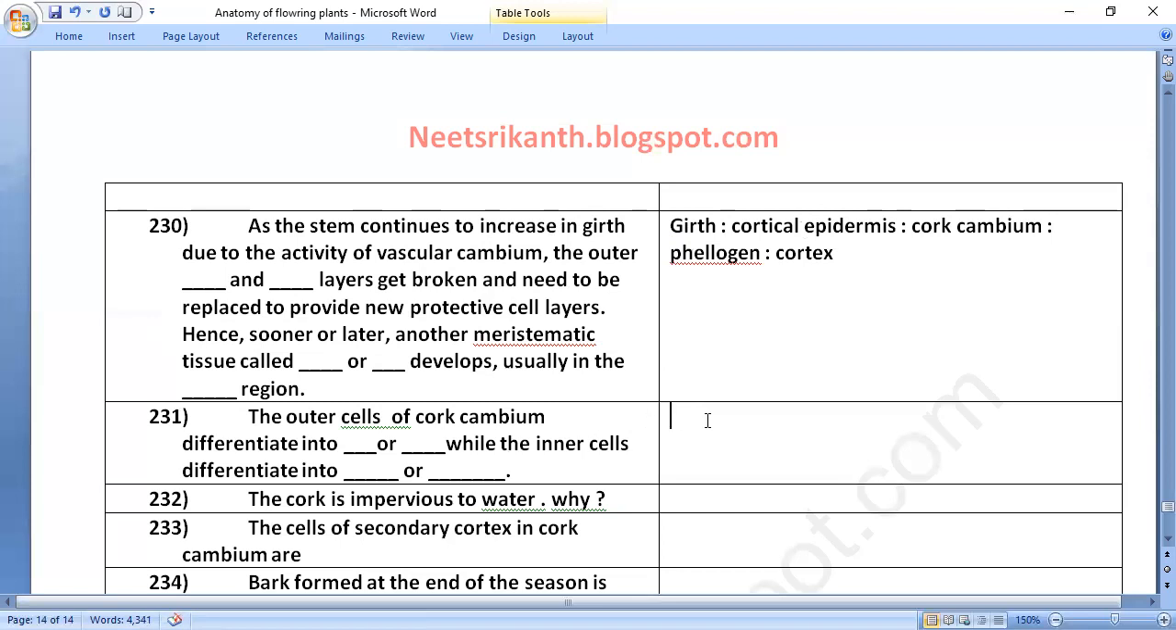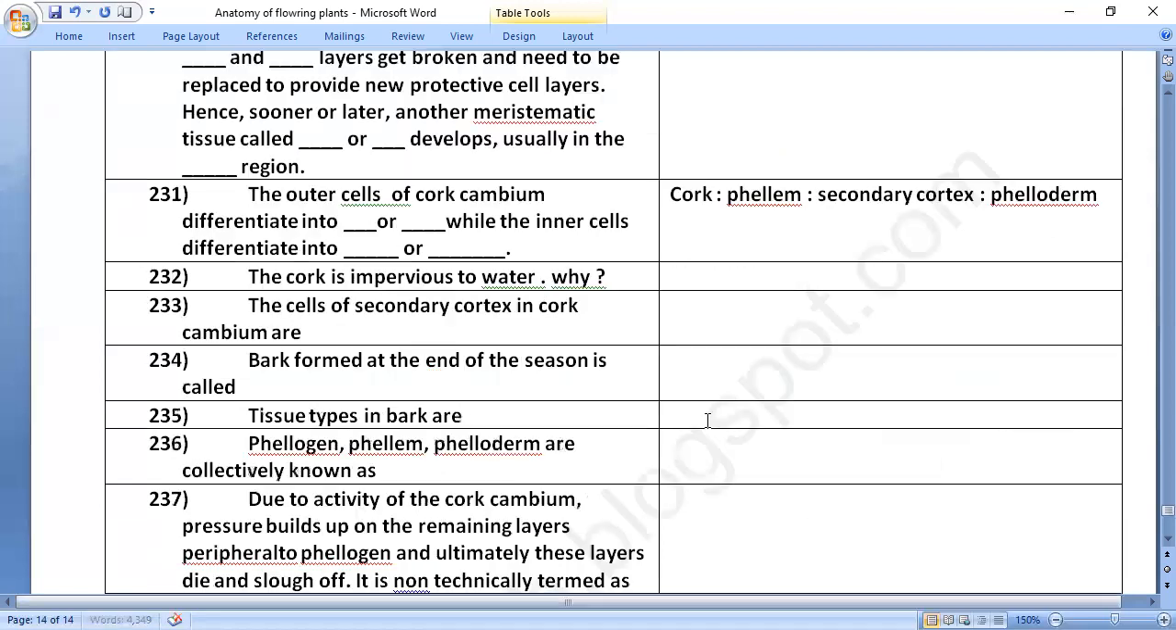The outer cells of the cork cambium differentiate into cork or phellem, while the inner cells differentiate into secondary cortex or phelloderm.